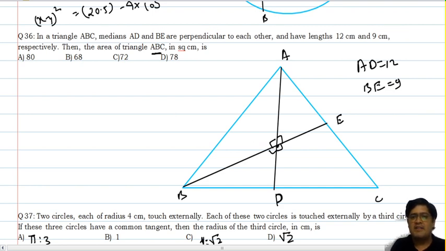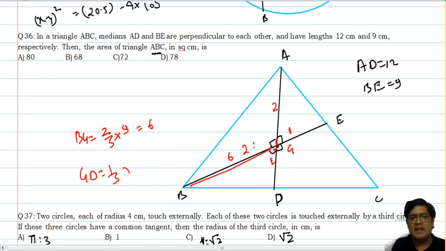Now, the point where medians cross each other is called the centroid, denoted by G. And the property of that is it divides the length in 2:1, 2 being towards the vertices. So here the length BG is basically 2/3 of 9. That gives me length 6. This length GD is basically 1/3 of 12, which gives me 4.